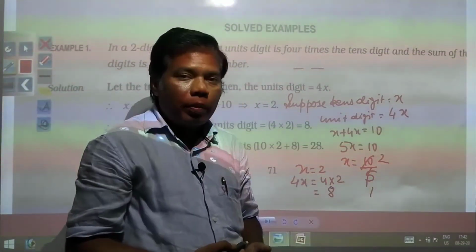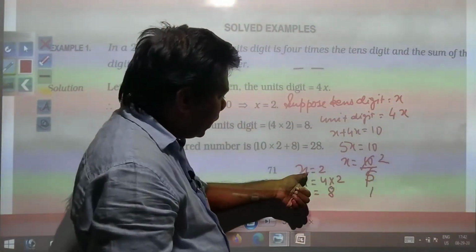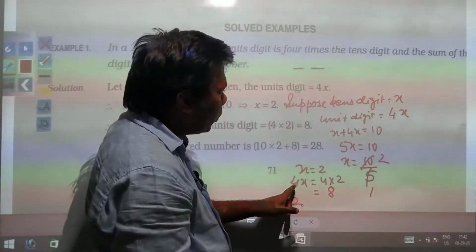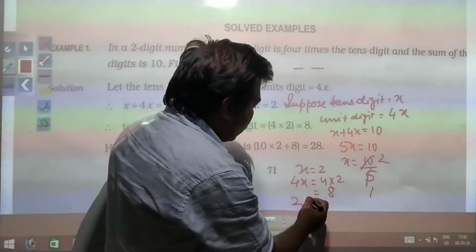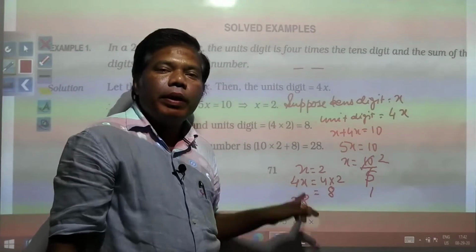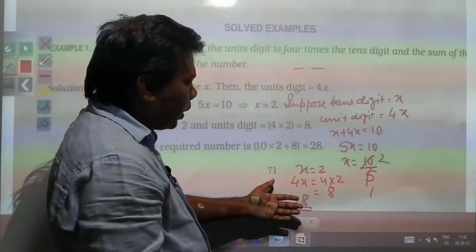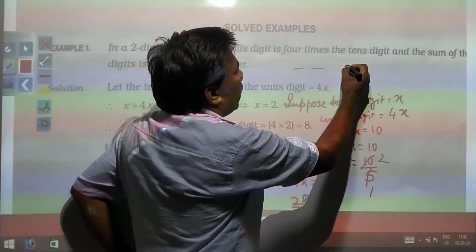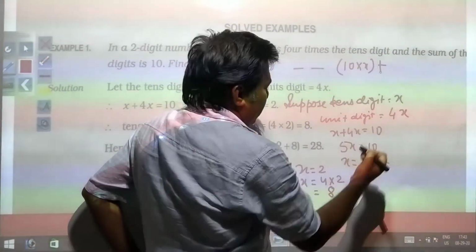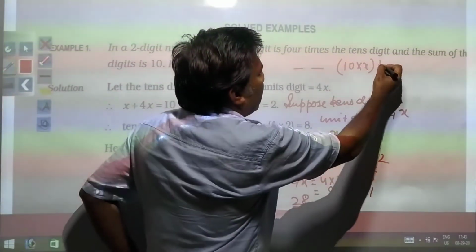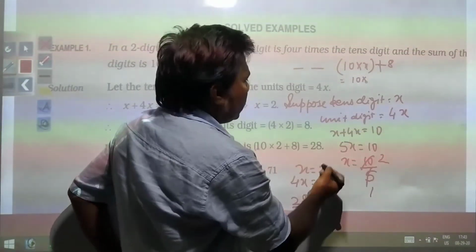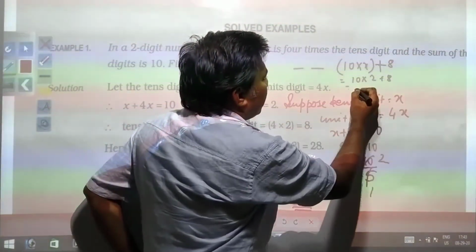Now you form the number. In the tens digit you have 2, and in the unit digit you have 8. So your number will become 28. Your answer will be, your number will be 28. Or you could have written, your number would be 10 into x plus the unit digit number. The unit digit number is 8. It means 10 into 2 plus 8, which means 28.